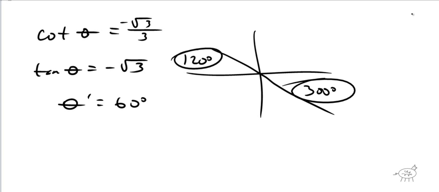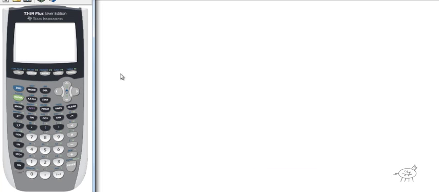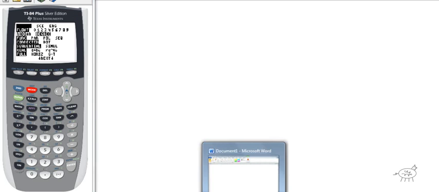Now what I want to do is some problems where you are using your calculator, because that seems to kind of throw kids off sometimes. So let's do a few of those. The first thing I'm going to do is pull up our calculator and make sure you're in degree mode. If I hit mode, you can see highlighted there is degree. If it's not, highlight it and change it to degree mode. Really, really important.